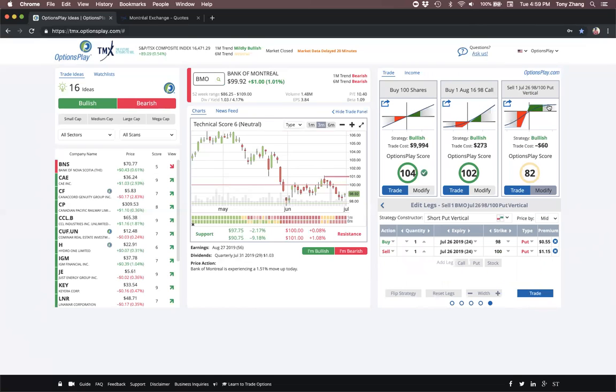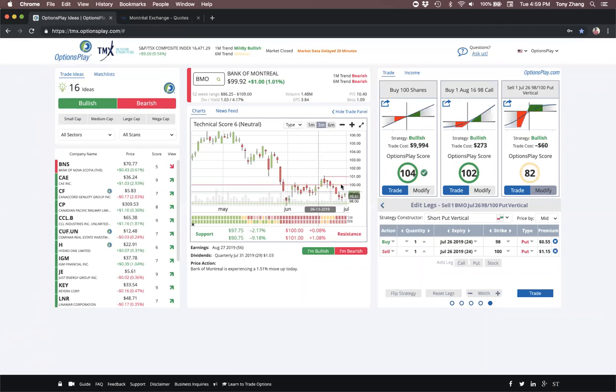This is an example of a bullish credit spread that you can trade on a stock like BMO, where I've identified a bit of support around $98. I feel that it's bottoming out and I think it might rally a little. I'm not sure, but I'm pretty sure that it's not going to go below 98. That's when I want to sell that type of credit spread.